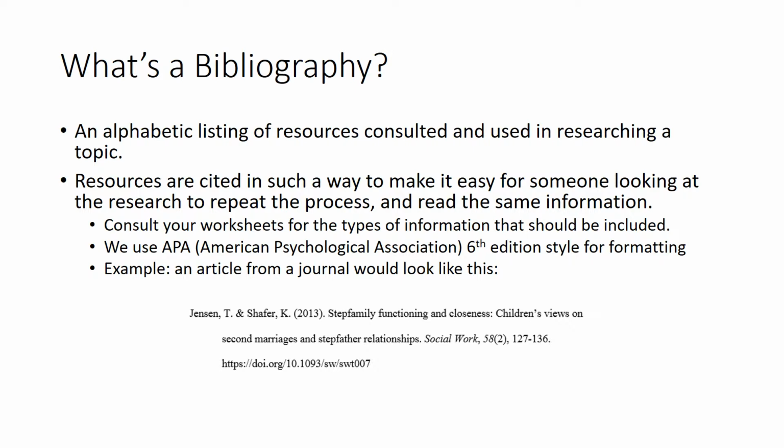So, for example, I listed below on this slide an example of what an article from the journal Social Work would look like. Your author comes first, author's last name, comma, first initial, then your publication year, then the title of your article, subtitle if it's there, then your journal title comes in italics, then your volume and issue information, page number, and then DOI. And that's what a full citation looks like for a single resource.